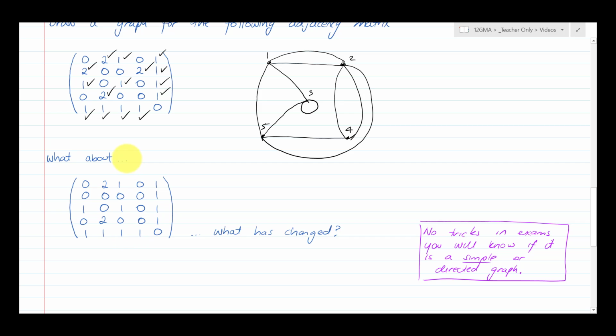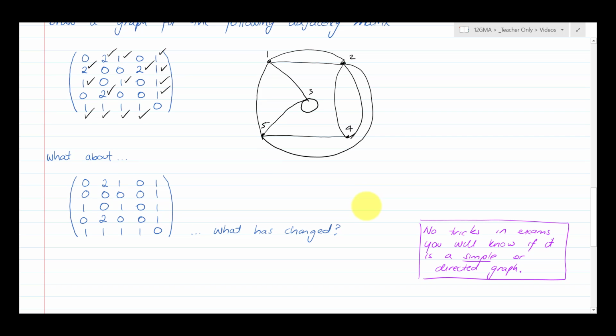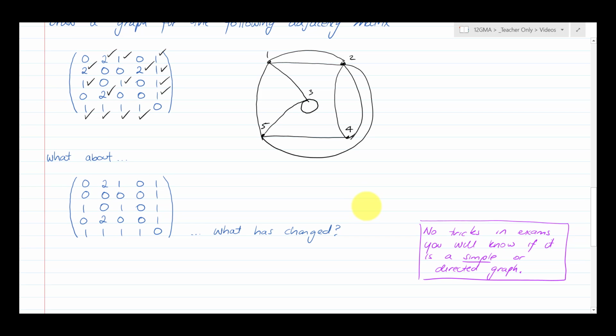What about this one? Can we draw this? The question is, what has changed? So if I have a look here, see that this is same. That's missing and that's missing, but that's still there. So now 2 is not connected to 4 anymore, and 2 is not connected to 1 anymore. But 2 is connected to 1 here. So this must be a directed graph because there's no symmetry across the line.